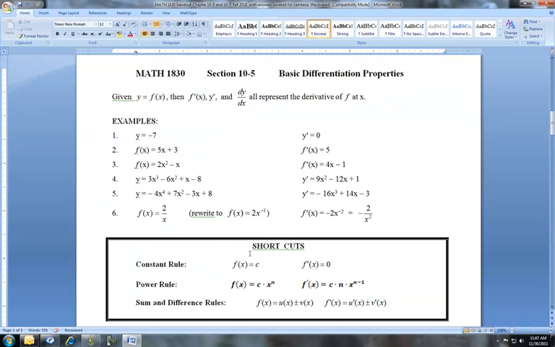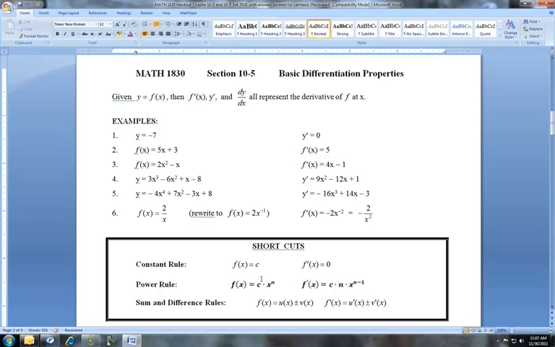Now let's look at their shortcuts. Constant rule. If I've got a function that's equal to a number, negative 57, 1342, doesn't matter. If that function is equal to a constant, my derivative is equal to 0. Power rule. Hopefully this piece right here looks familiar.